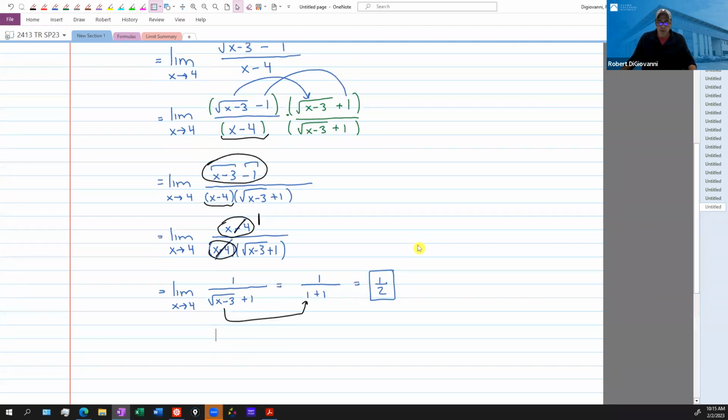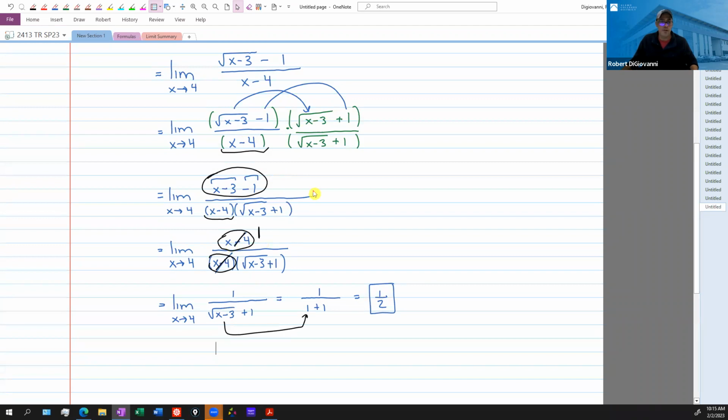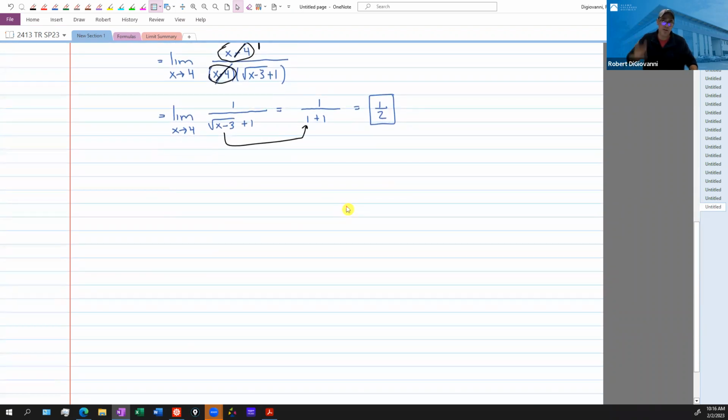Any questions though on this approach? Anyone who got it wrong, see what you did wrong? Okay. All right. So that's the slope.